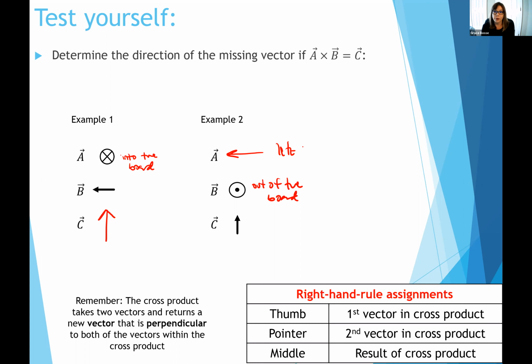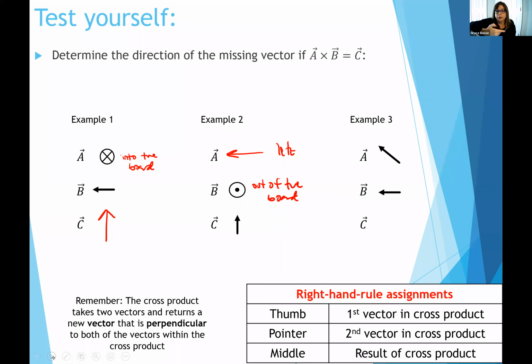All right, let's try one more. You should pause the video and try to do this one on your own and check your answer. So this third example here, vector A, that's my thumb, is kind of going up and to the left. Remember that A and B do not have to be 90 degrees to each other.